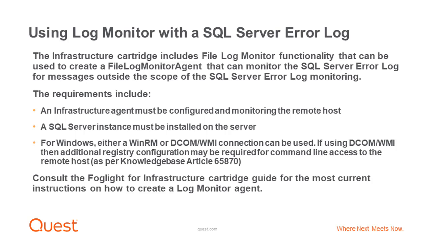The requirements include: an infrastructure agent must be configured and monitoring the remote host. A SQL Server instance must be installed on the server. For Windows, either a WinRM or DCOM WMI connection can be used. If using DCOM WMI, then additional registry configuration may be required for command line access to the remote host, as per knowledge base article 65870. Consult the Foglight for Infrastructure Cartridge Guide for the most current instructions on how to create a log monitor agent.